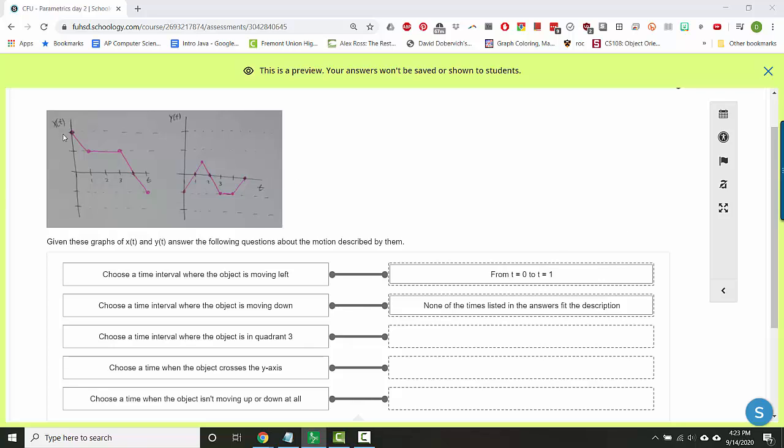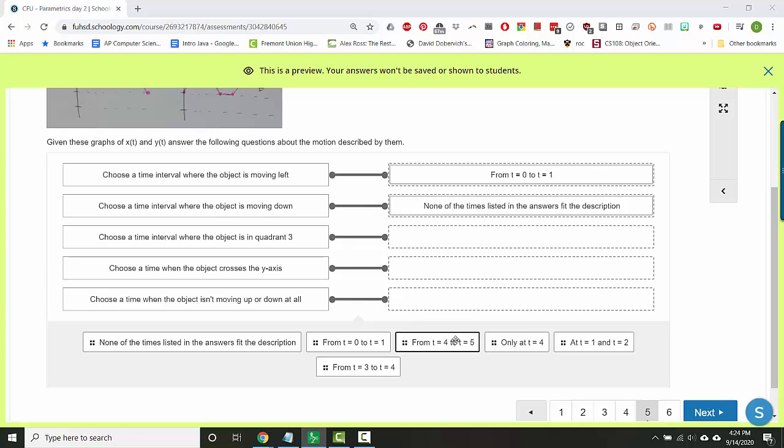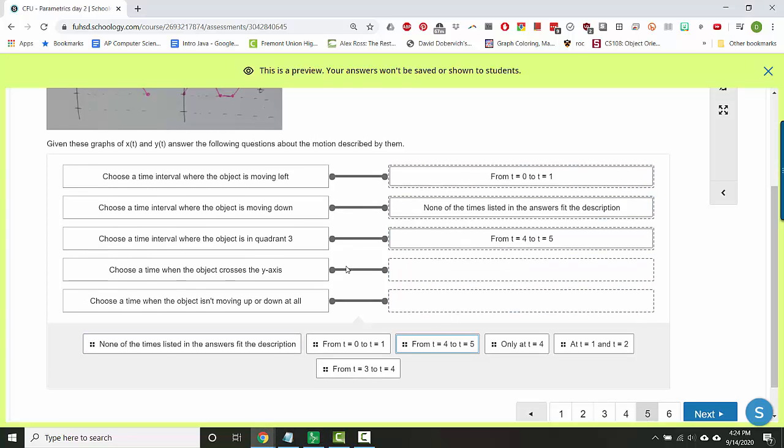So it looks like x is only smaller than 0 from time 4 to time 5. It looks like y is also smaller than 0 from time 4 to time 5. And it's certainly true that the y values are increasing, but they're still negative. So because that fits, I think time 4 to time 5 is a time when the path is in quadrant 3.